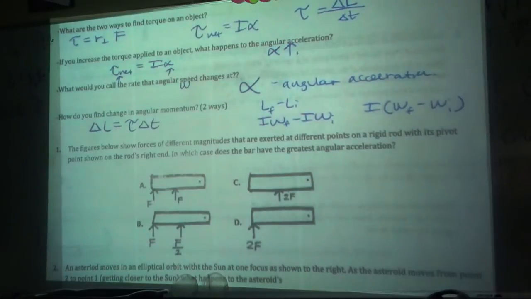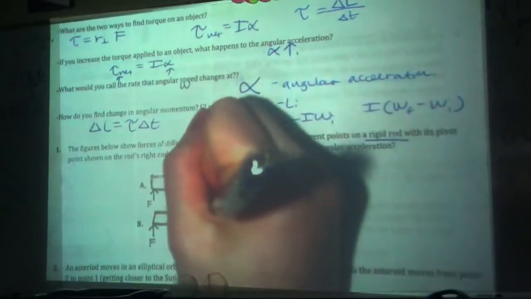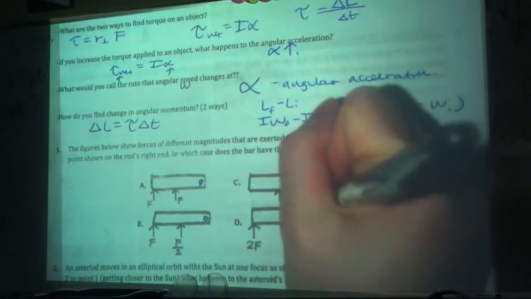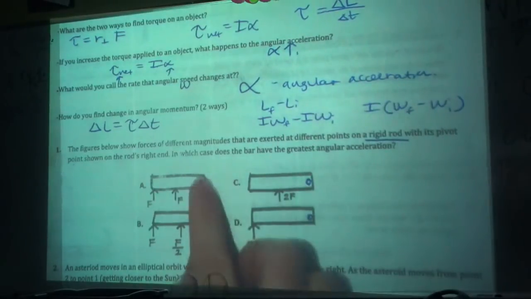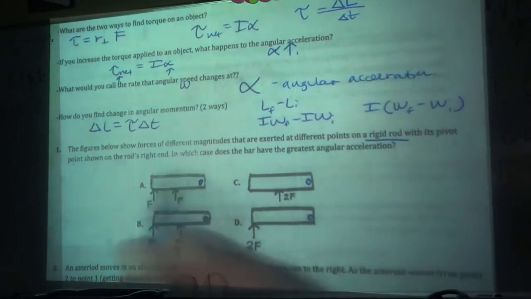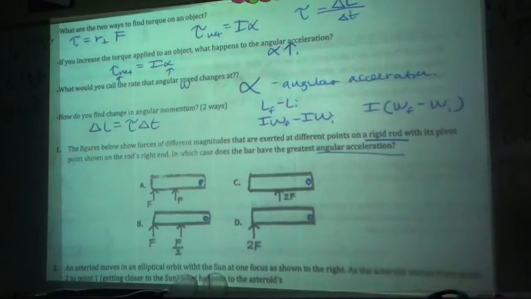Number 1, we have a rigid rod with its pivot point on the right end, so it's pivoting around this. That's important to know, what it's rotating around. So this is my axis of rotation right here. I want to know in which case does the bar have the greatest angular acceleration.